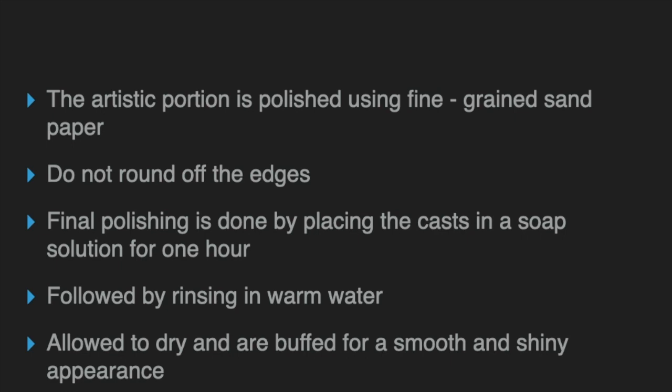The artistic portion is polished using a fine grained sandpaper. Be careful to not round off the edges. Final polishing is done by placing the casts in a soap solution for 1 hour, followed by rinsing them in warm water. They are then allowed to dry and then are buffed for a smooth and shiny appearance.